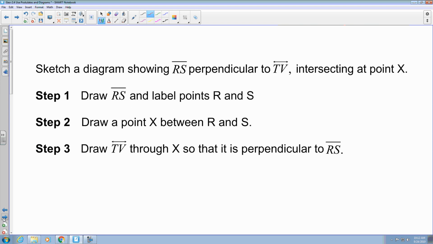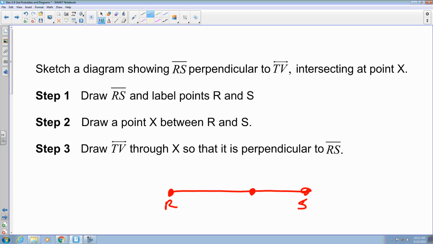All right, so now what they would like us to do is sketch a diagram showing that RS, a line segment, is perpendicular to line TV, intersecting at point X. So first step, they want us to draw line segment RS. So I go here, I go here, I got R, I got S. Draw a point X between it. So I'm just going to draw an X between it.